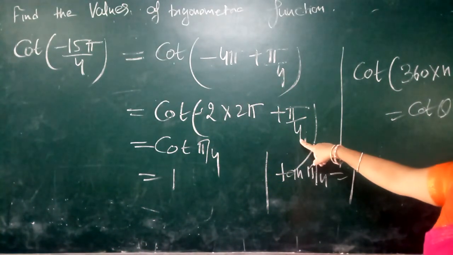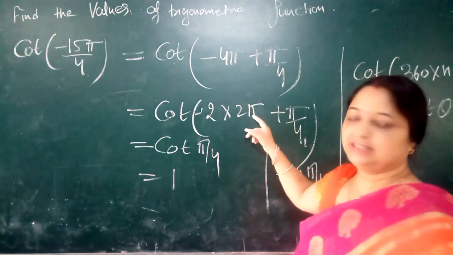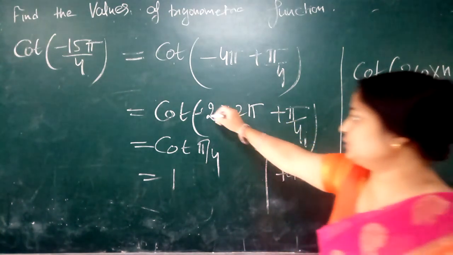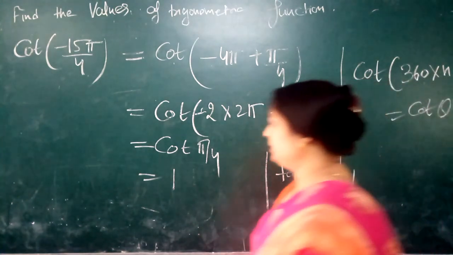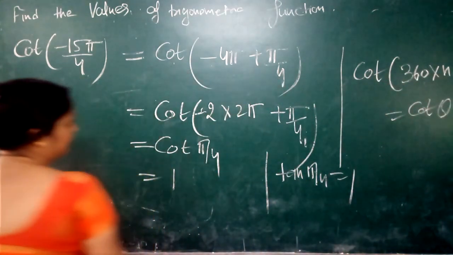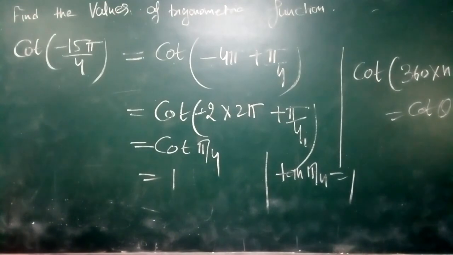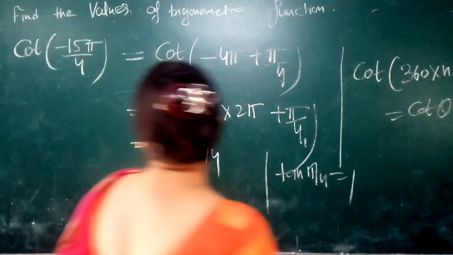Now you can see here this is 360 into minus 2 into 2 pi plus pi by 4, so it is coming here positive cot pi by 4. So the value of the answer of this question is cot pi by 4 equal to 1. So this is the solution of the last question.